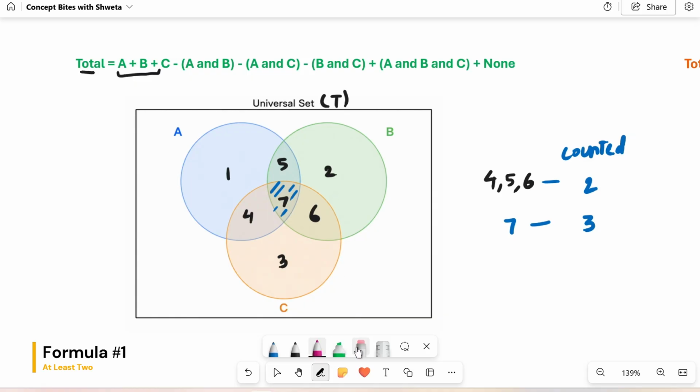Now look how the subtraction in the formula will slowly help you get rid of this. So first thing being subtracted is A and B. Is it only A and B?